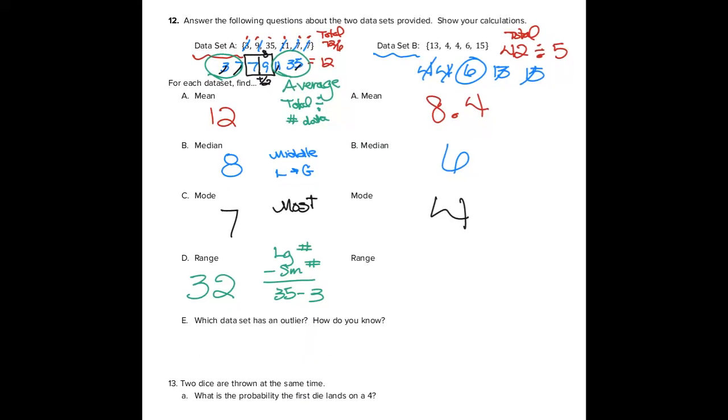Least to greatest. Mode, which one happens the most? 4. Yes, very nice. You have 2 4s. Good. And the range here? 11. 11. 15 minus 4.